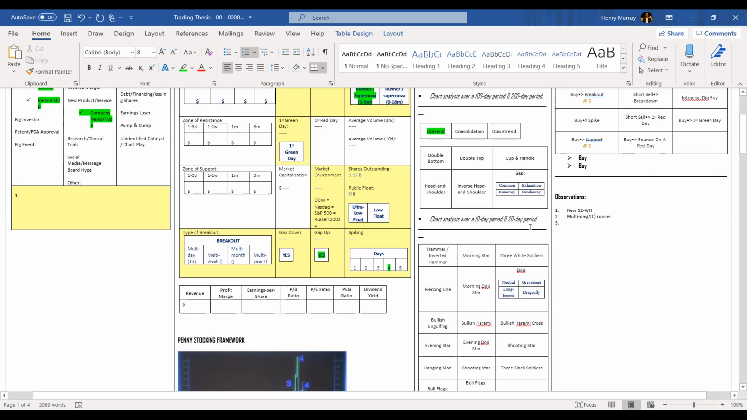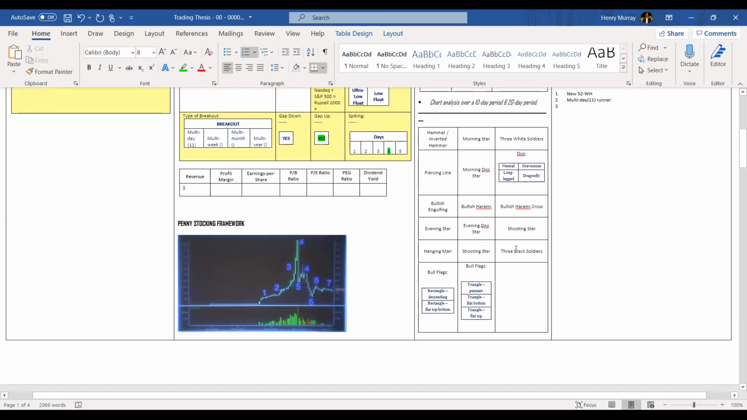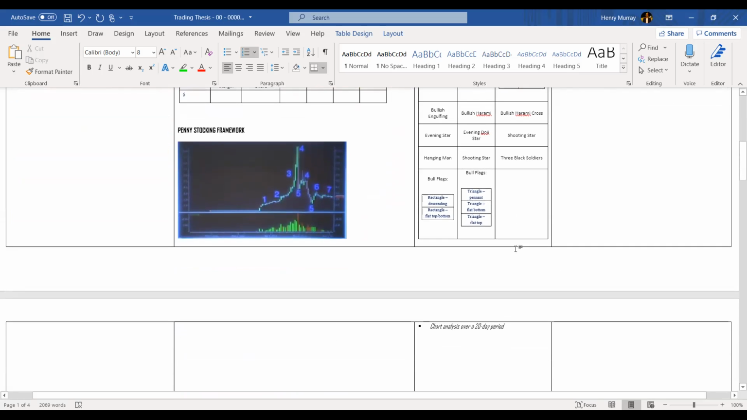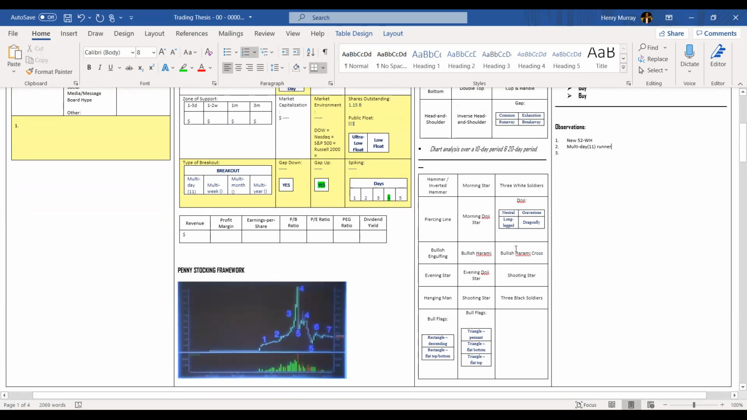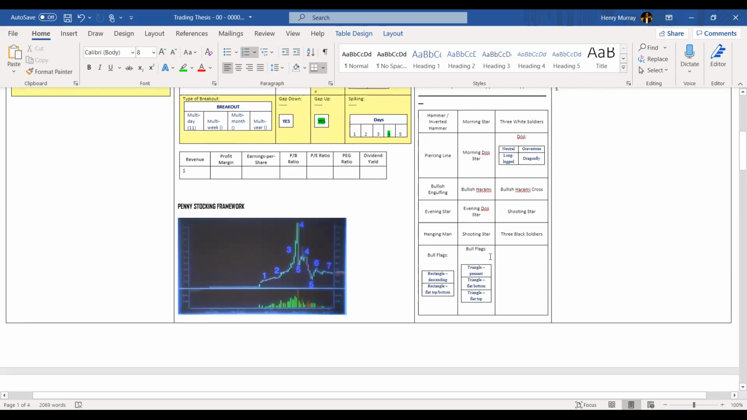All right, we'll stop here. On the next video, we will determine those previous parameters I just mentioned: entry price, exit price, risk versus reward, and scenarios. We'll take a look at scenarios.